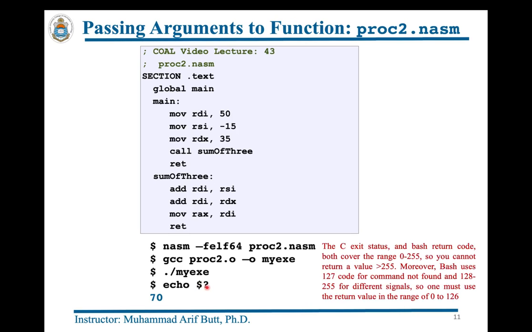Well, dear students, one more important point is that the C exit status and bash return value both cover the range 0 to 255. So you cannot return a value greater than 255. So we cannot keep a value greater than 255 inside RAX and expect this ret instruction to return that. Moreover, bash uses code 127 for command not found and 128 to 255 for different signals. So one must use a return value in the range of 0 to 126. We will soon learn to display numeric values on the screen. Then we will of course not keep our result inside the exit status or RAX register, which is a bad programming practice.